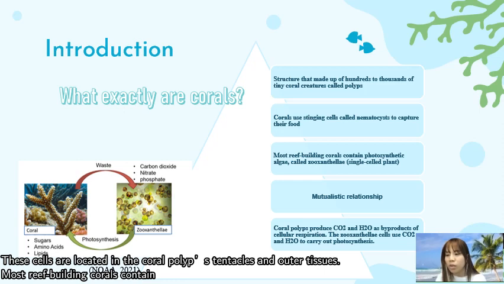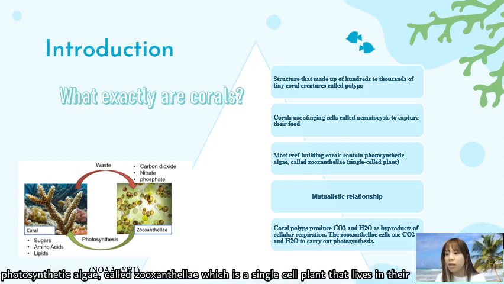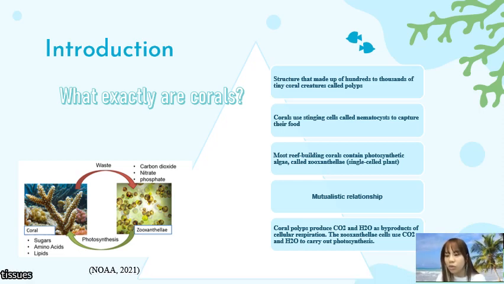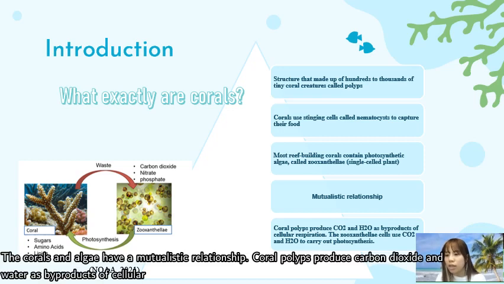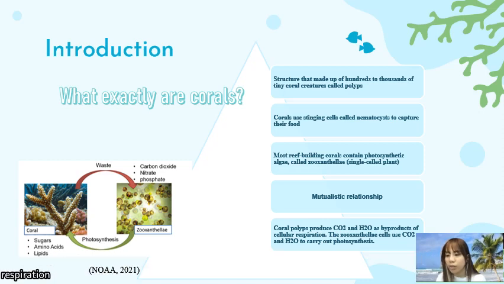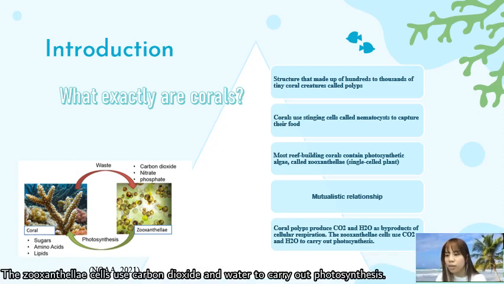Most reef-building corals contain photosynthetic algae called Zooxanthellae, which is a single-celled plant that lives in their tissue. The corals and algae have a mutualistic relationship. Coral polyps produce carbon dioxide and water as byproducts of cellular respiration. The Zooxanthellae cells use carbon dioxide and water to carry out photosynthesis.